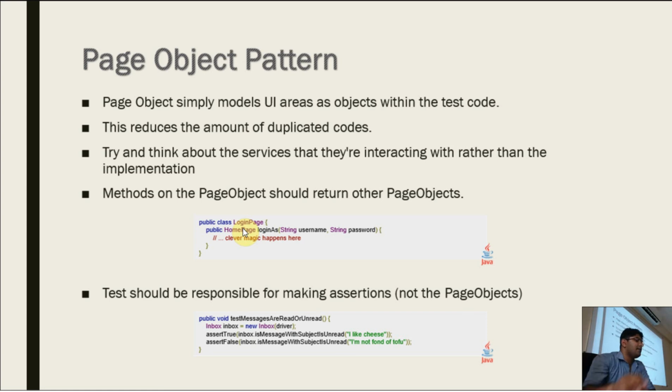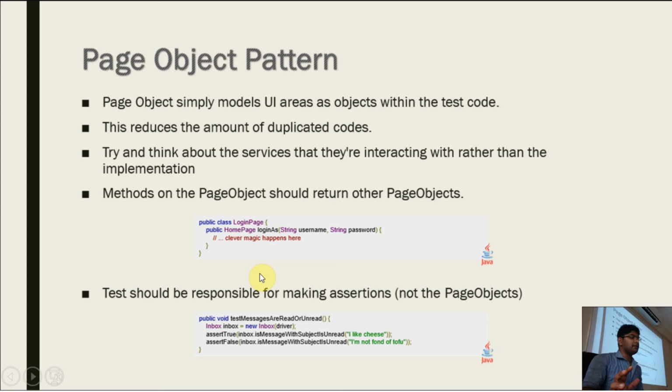The simplest thing is like this. In the login page, when we do the login action, we are navigating to the home page, right? In the login page, we can access the username and password text boxes and the button. So here we can access them and do whatever actions, and it will return a home page. The home page will contain whatever controls are available in the home page.